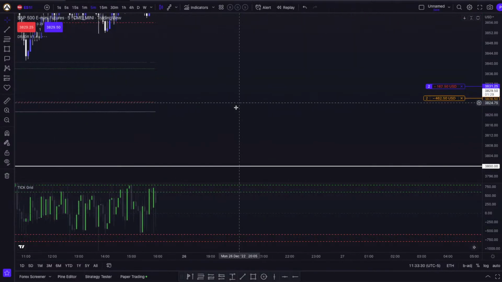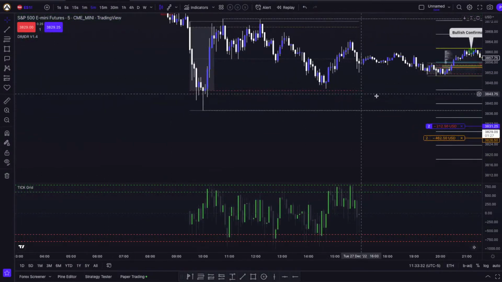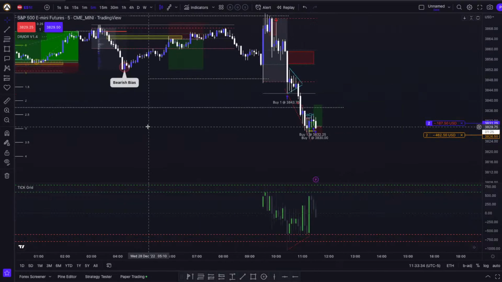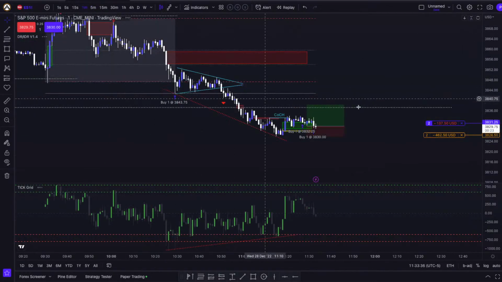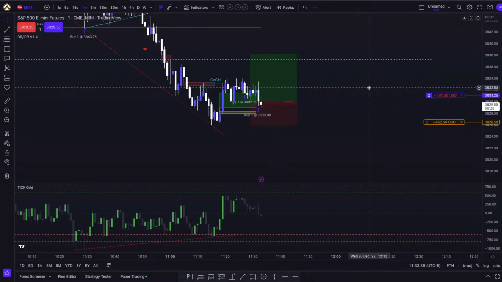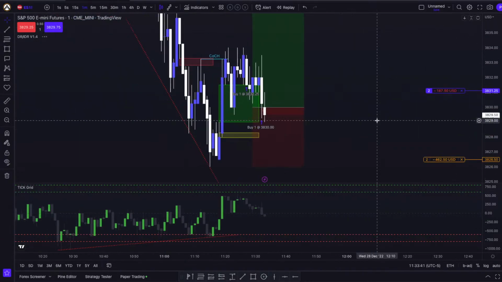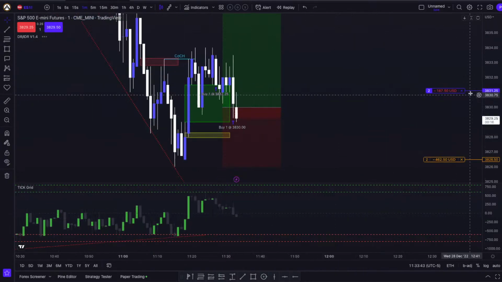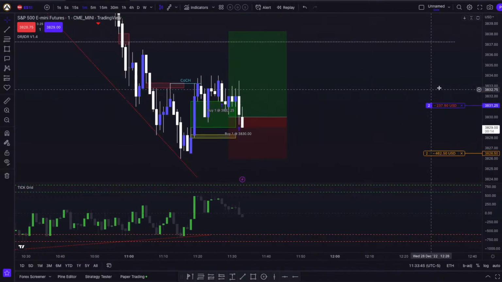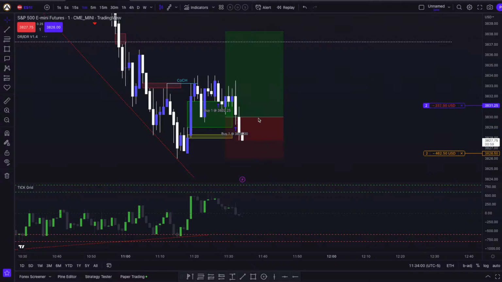But let's go back to where we are at right now and see if our change of character move is playing out. So we're still inside this fair value gap, got filled in with a new position. You will see. All right.